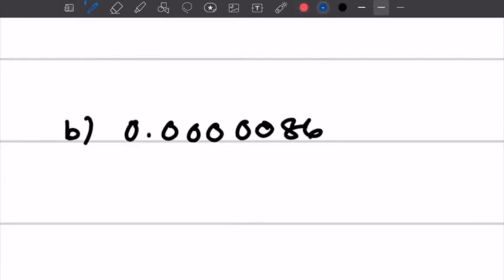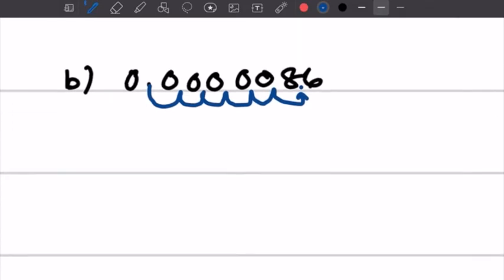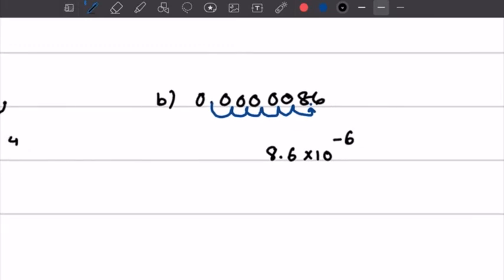Let's say you have something like this where it's a small number. So basically, now you have your decimal point here. All you're doing is moving it again to 8. So you go 1, 2, 3, 4, 5, 6. You move the decimal point 6 places to the right, and you have the decimal here. So how would you write that exactly? So now you have 8.6 times 10 to the negative 6, because this is a small number.